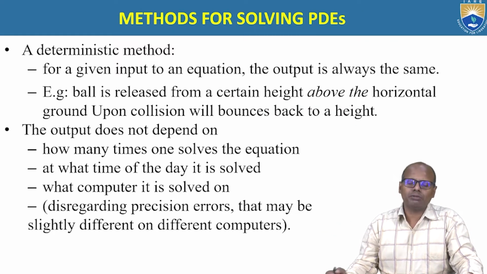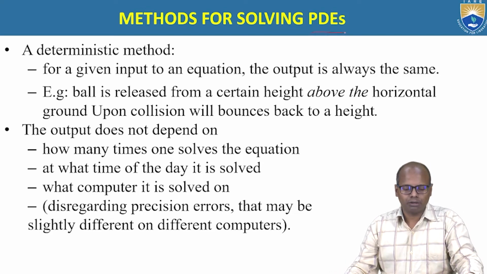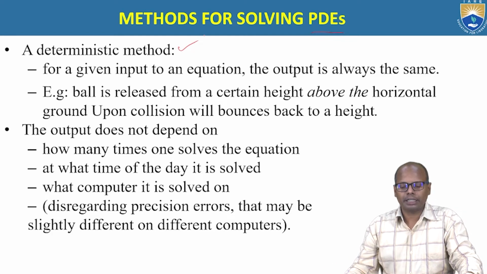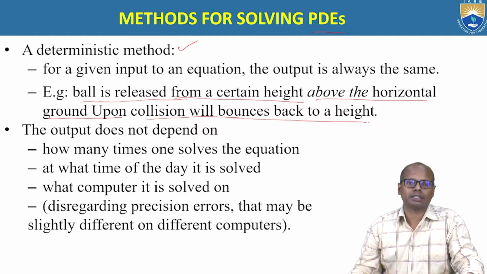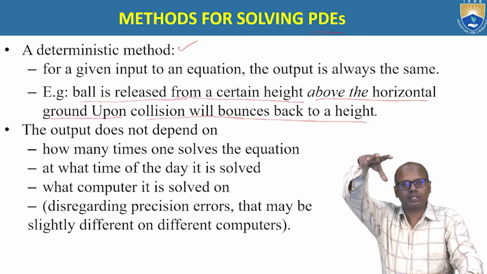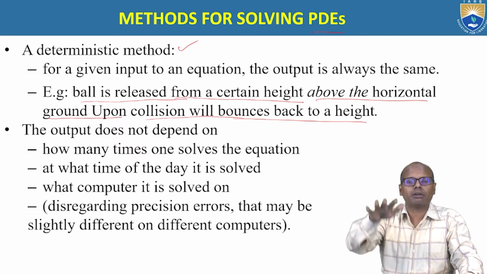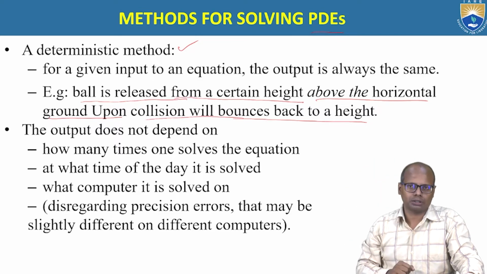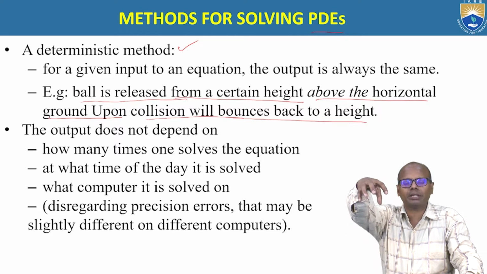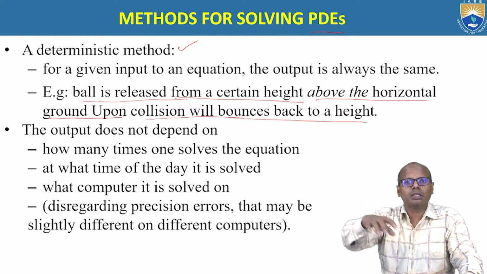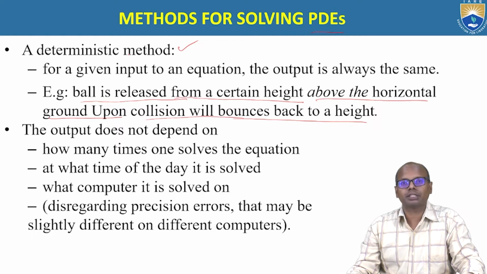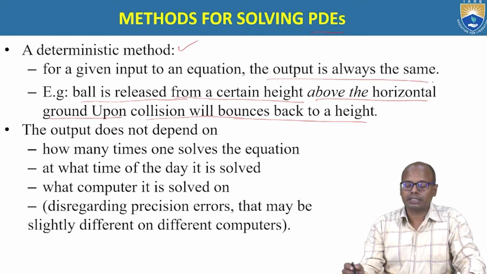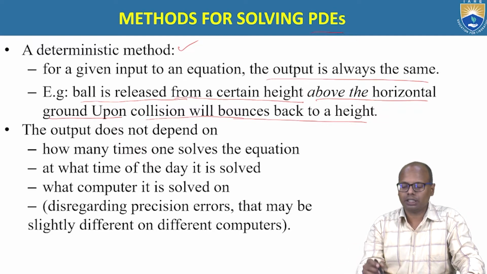Now, for solving the partial differential equations, we have two methods. One is the deterministic method. What is this deterministic method about? One example is given here. A ball is released from a certain height above the horizontal ground. Upon collision, it will bounce back to the same height. It is released from a particular height, and after bouncing back from the floor, it reaches the same position. If I do the experiment or any other person does the experiment in the same place, I will get the same answer. This kind of method is a deterministic method. The output is always the same for the given input to an equation.